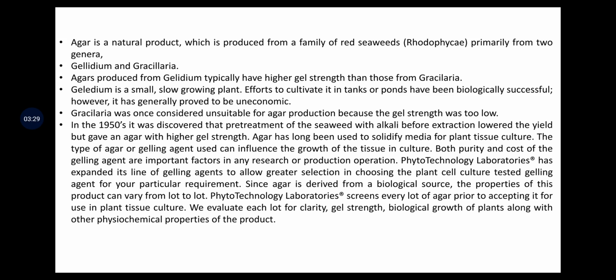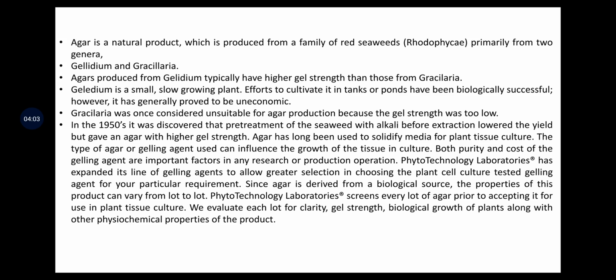Gracilaria was once considered unsuitable for agar production because the gel strength was too low. In the 1950s, it was discovered that pre-treatment of the seaweed with alkali before extraction lowered the yield but gave an agar with higher gel strength. Agar has long been used to solidify media for plant tissue culture. The type of agar or gelling agent used can influence the growth of the tissue culture. Both purity and cost of the gelling agent are important factors in any research or production operation.